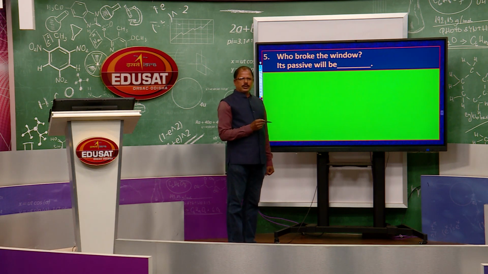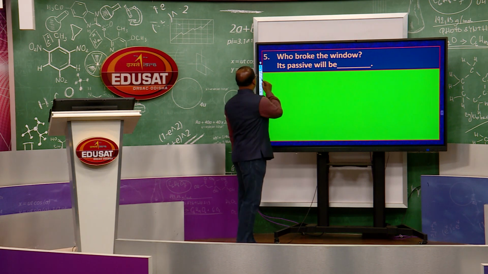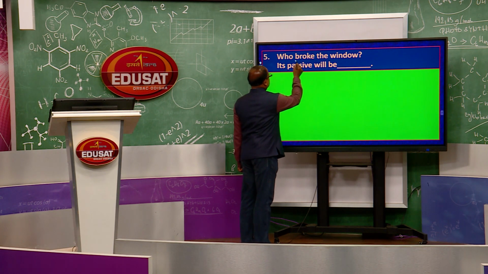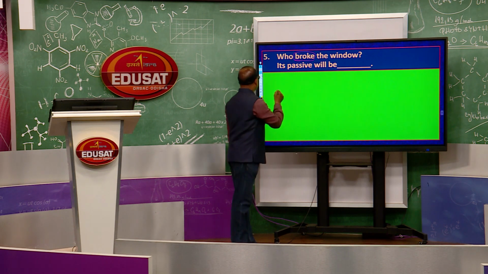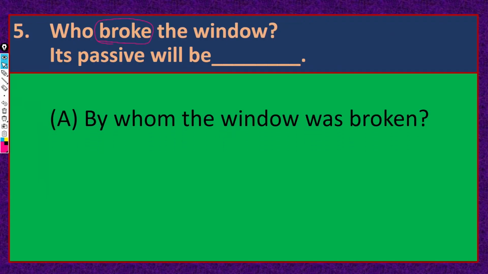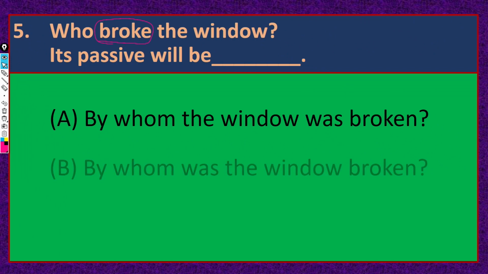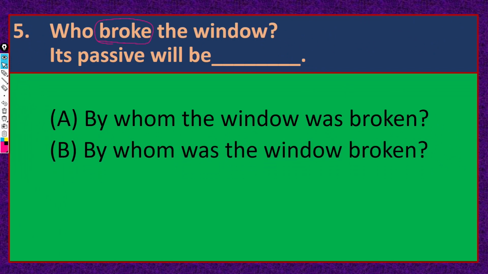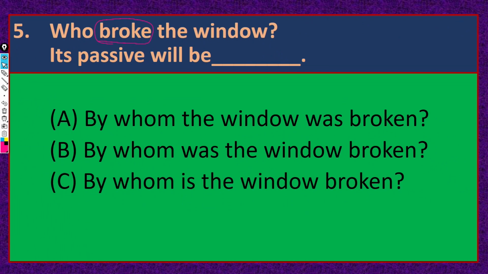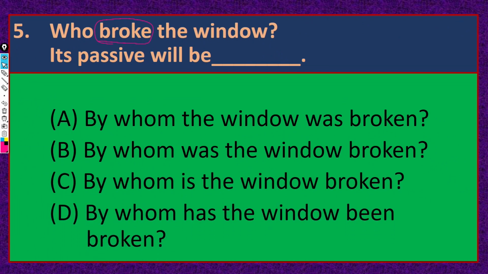So, question 5, who broke the window? This is again another question, and the tense form is in simple past. Who broke? Break, broke, right. So, let us go to the options and see the options. A. By whom the window was broken? B. By whom was the window broken? C. By whom is the window broken? D. By whom has the window been broken? And let us see the right answer. The right answer is by whom was the window broken.